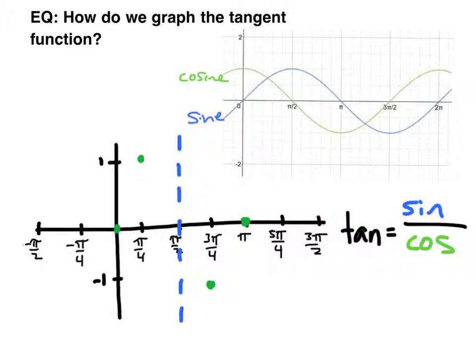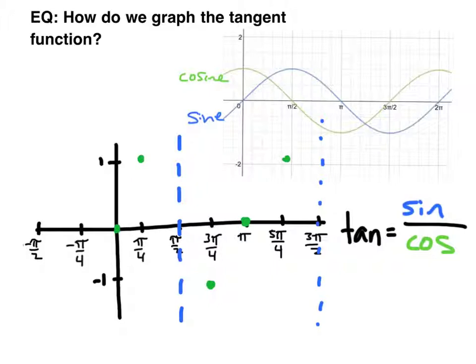At 5 pi over 4, which is right here, they're both exactly the same again, so they're both negative root 2 over 2. Dividing them, what would you get? Positive 1. And finally, at 3 pi over 2, now we have negative 1 over 0, which is undefined.